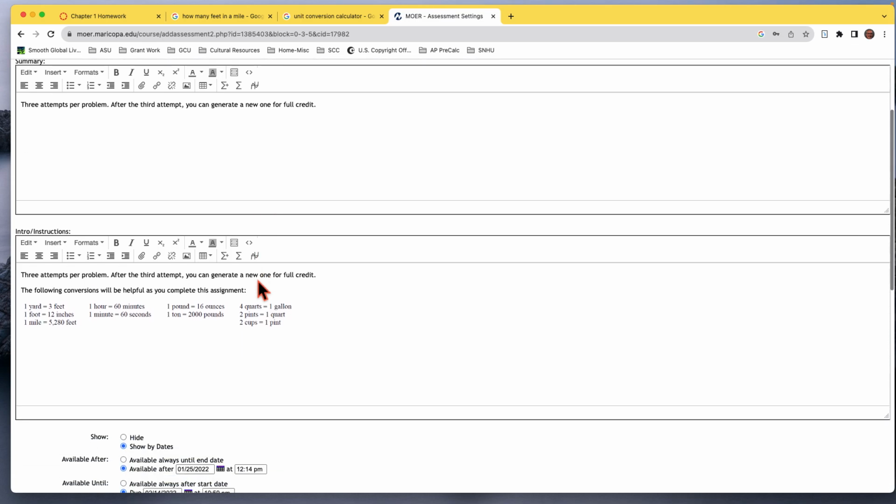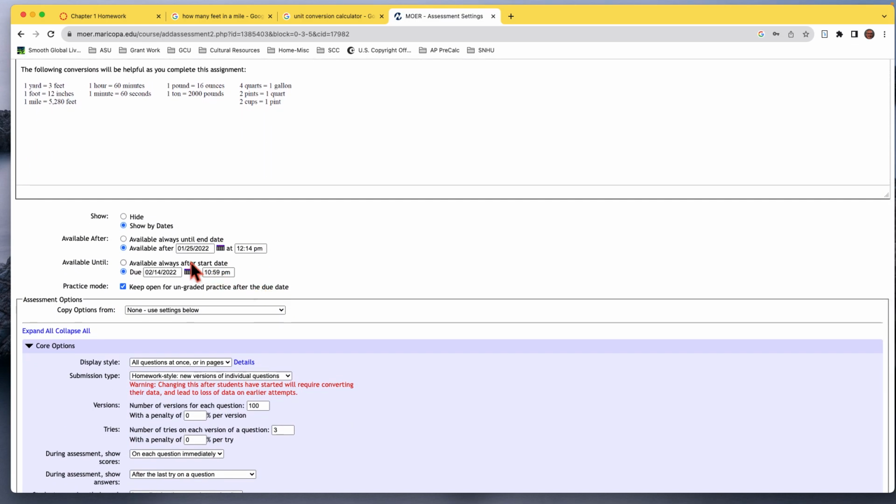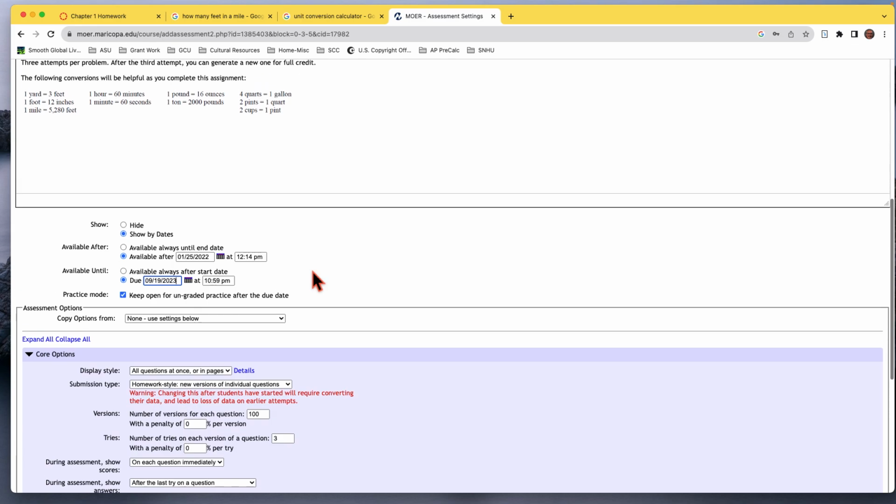I'm going to do this. This is September 6th. That's 2022. Oh, thank you. Wow. That wouldn't have helped much. So we've got to be 2023. Let's go till the 19th, I think is when I wanted it. Keep open for ungraded practice, available after that day, that's fine. Show by dates.